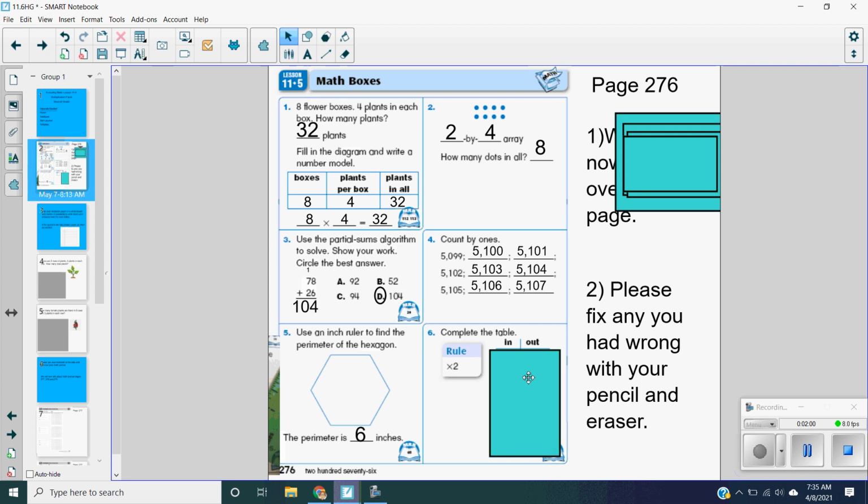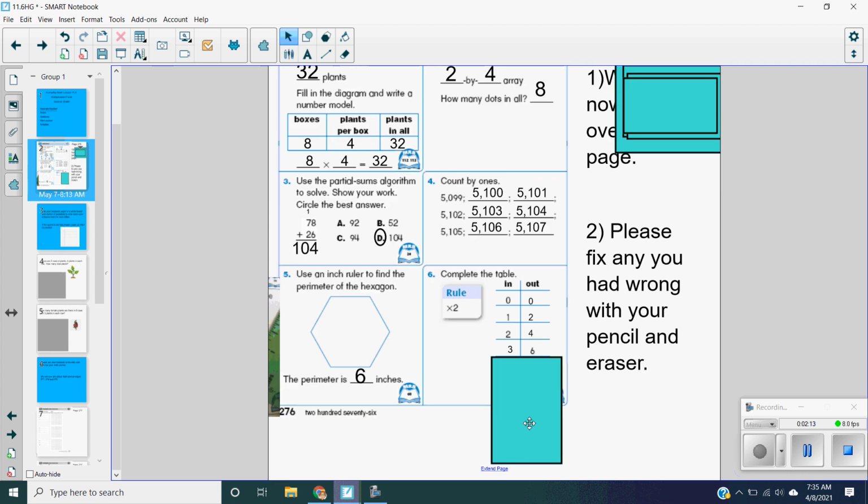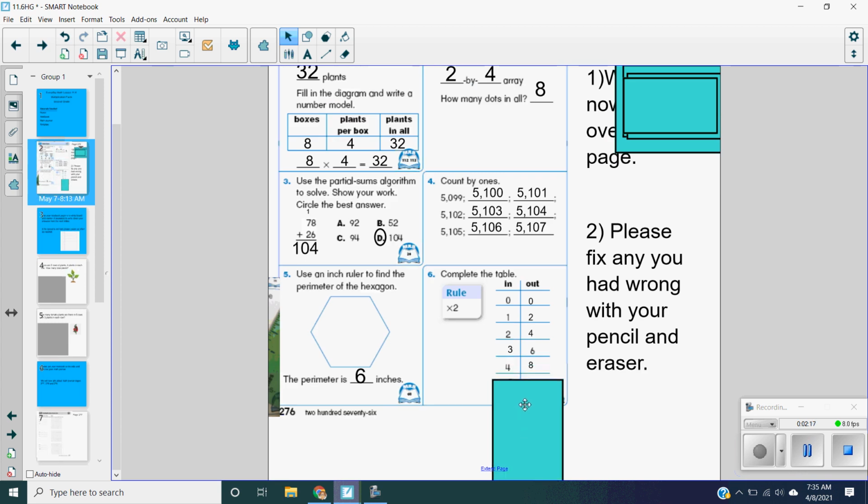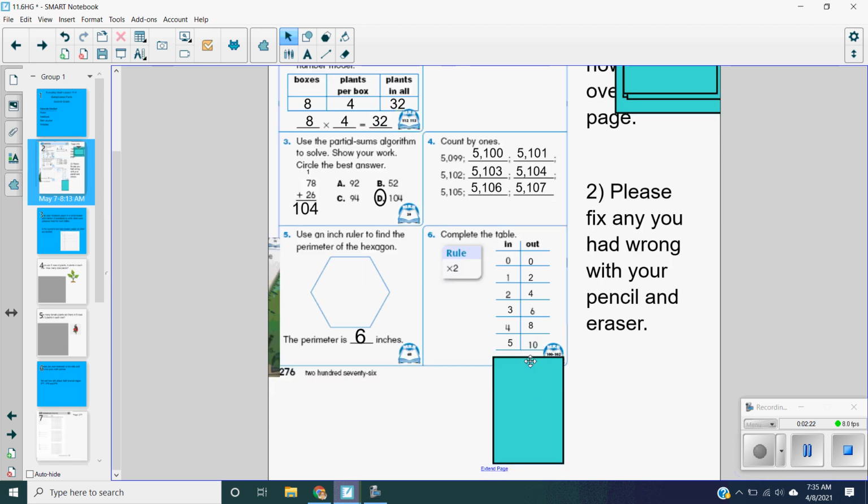For question 6, you're multiplying by 2. Whenever we multiply something by 0, our answer is 0. When I have 1 times 2, my answer is 2. 2 times 2 is 4. For this one, I needed to divide. They gave me 6, so 6 divided by 2 is 3. 4 times 2 is 8. And again, I'm going to divide, so 10 divided by 2 is 5.